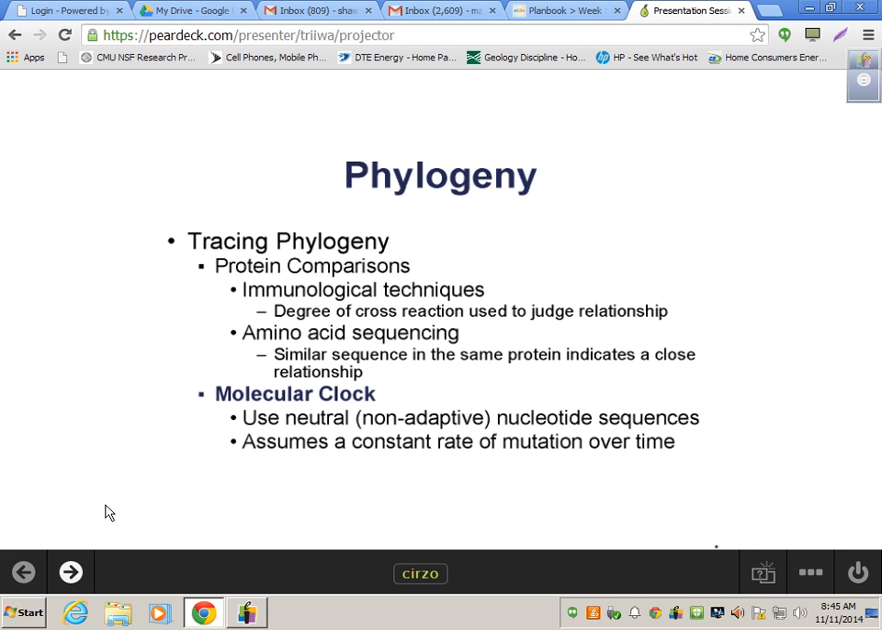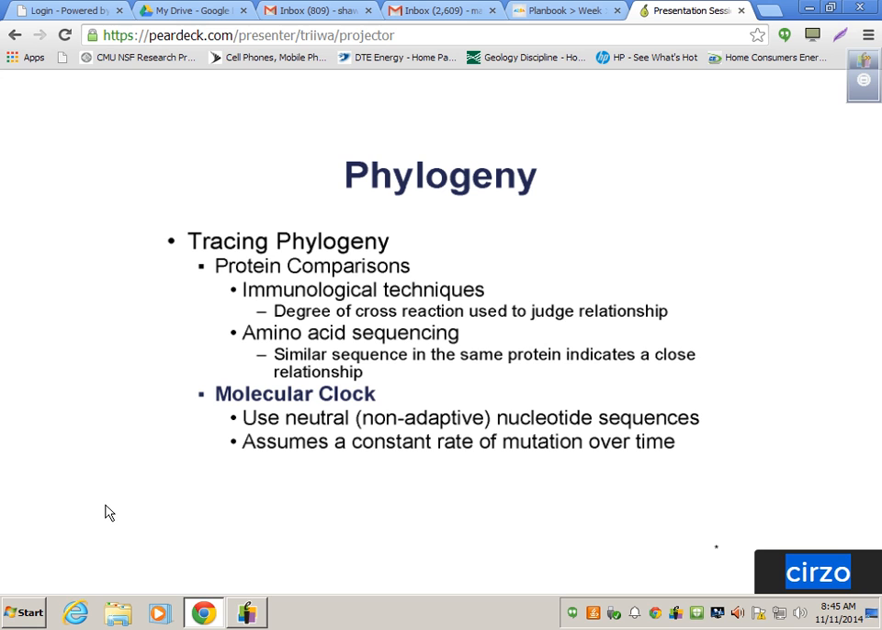So tracing phylogeny, we look at protein comparisons. That's what you were just looking at as an order of amino acids. And then immunological techniques, where the degree of cross-reaction is used to judge relationships. Trying to see, okay, how are you two related based on the proteins that you make? Which leads into amino acid sequencing, where similar sequence in the same protein indicates a close relationship. That's actually how we know we're closely related to gorillas and chimpanzees and not so closely related to monkeys.